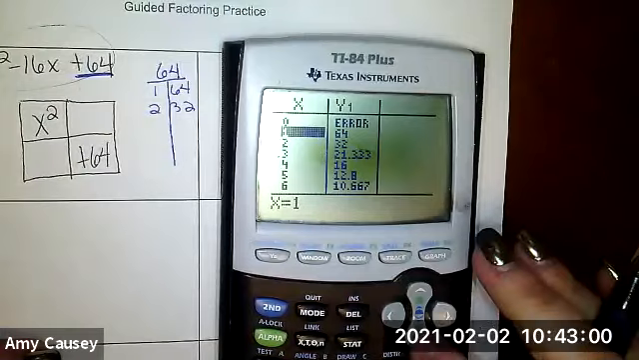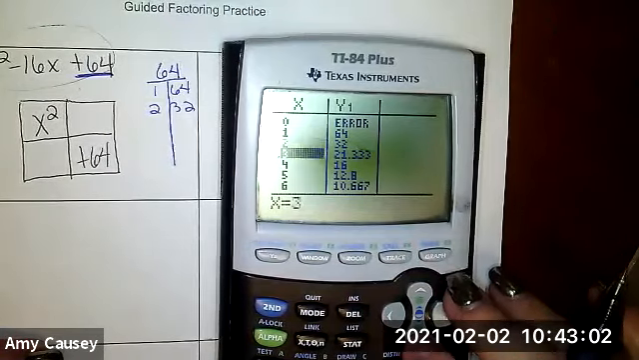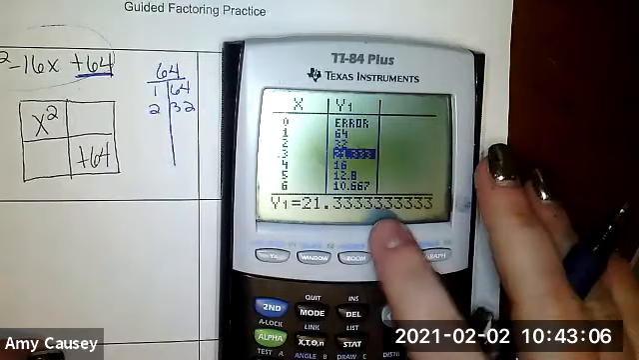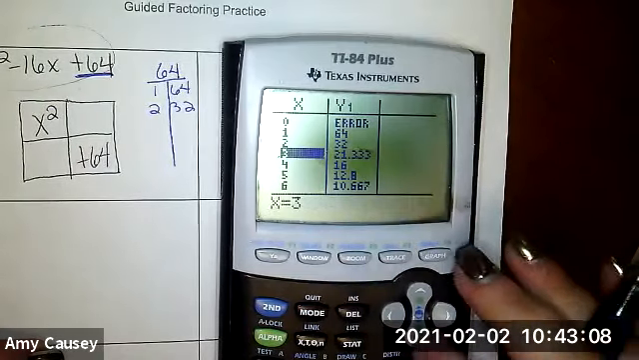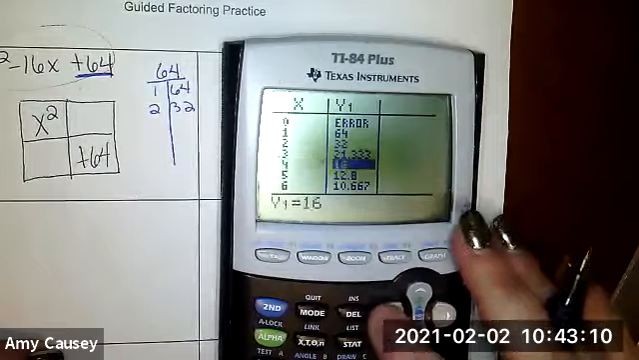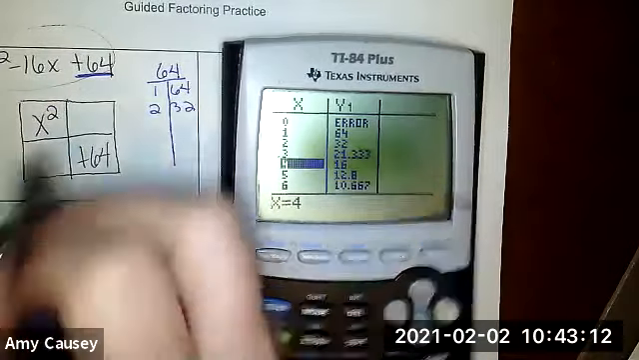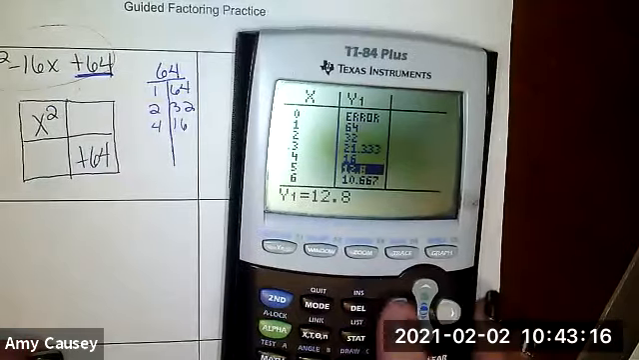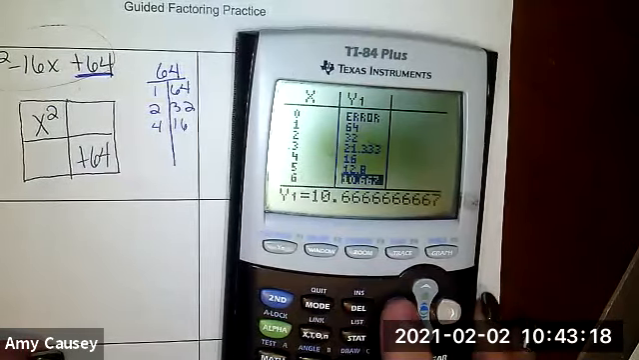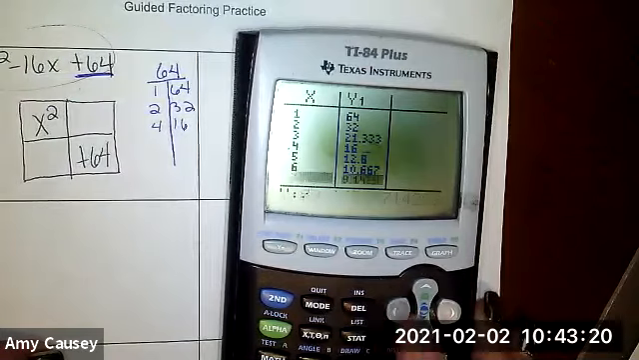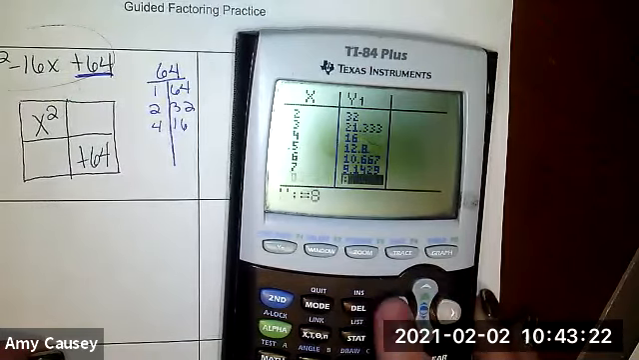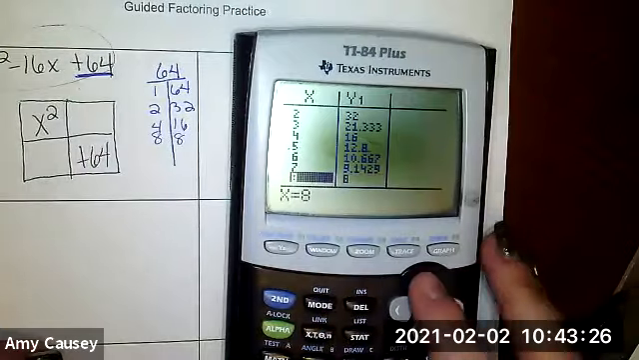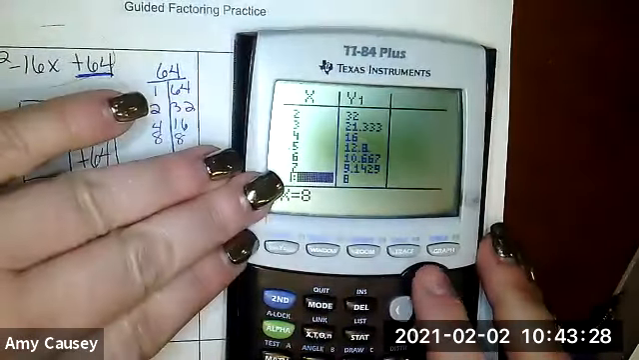And I've got 1 and 64, 2 and 32. I'm not going to use 3 because that y value is not whole. But I could use 4 because I've got 4, 16. Keep going. I'm not going to use 5. That's a decimal. 6, that's a decimal. 7. I need whole numbers that multiply. So 8 and 8. Once you duplicate, you're done with this part.